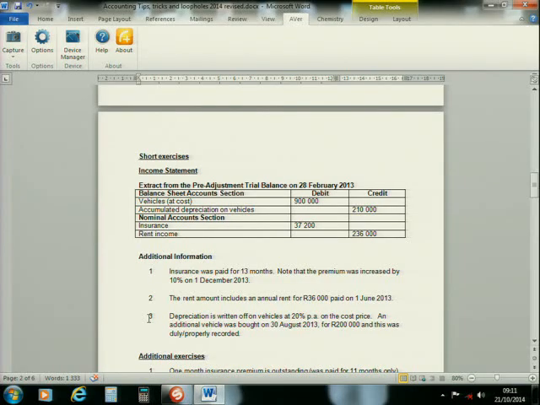Now, I want us to do adjustment number 3, the depreciation, in our short exercises quickly. And I'm going to give you about 3 minutes to do this quickly. Adjustment number 3. Take 3 minutes just to work out depreciation there. That will be shown in the income statement.